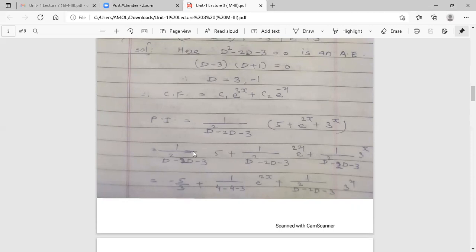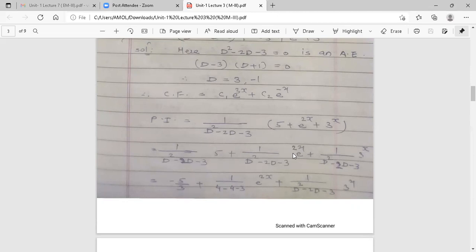Now, how to solve the first term? 5 is a constant term. When there is a constant term, we replace d by 0. The first term is 0, the middle term is also 0, so the only non-zero term is minus 3, and this 5 as it is. So it is minus 5 by 3, plus.